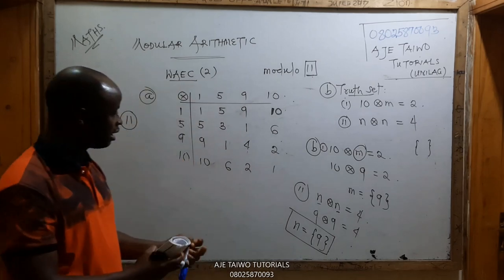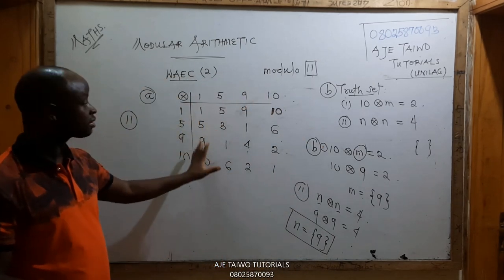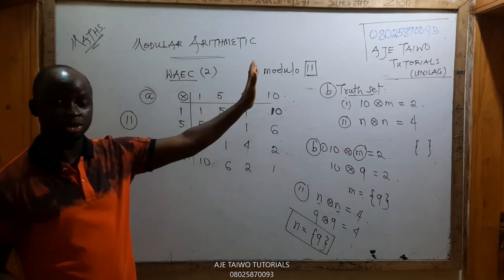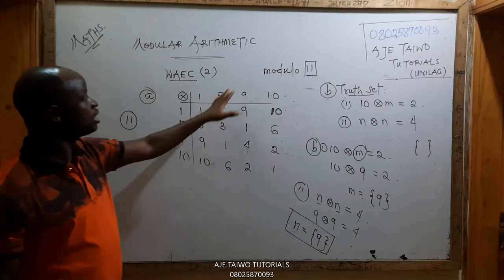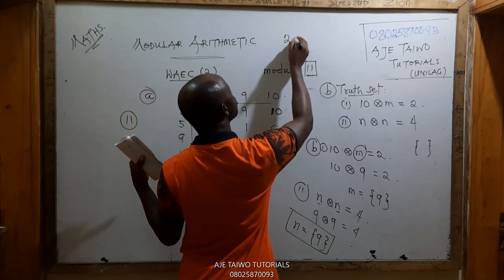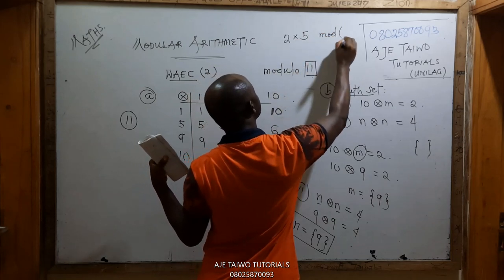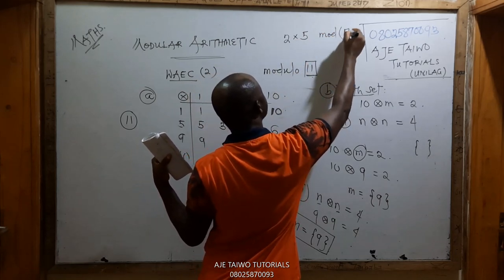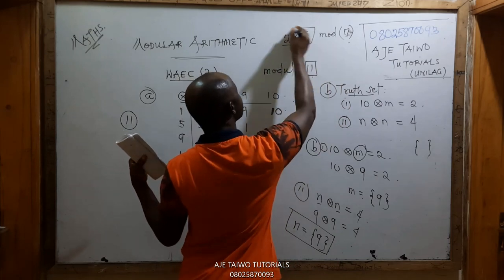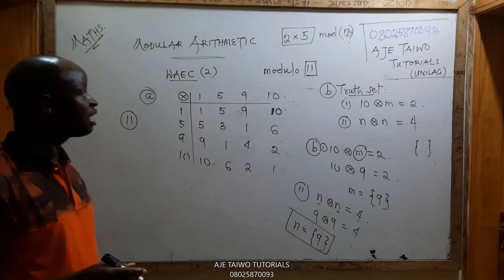Please, it's clear. The table is clear, just like what we did in number base. That's why I didn't bother to explain anything at all in modular. Once they say modulo, they can say 2 times 5 in mode 7. Can somebody tell me the answer? What would 2 times 5 in mode 7 give us?